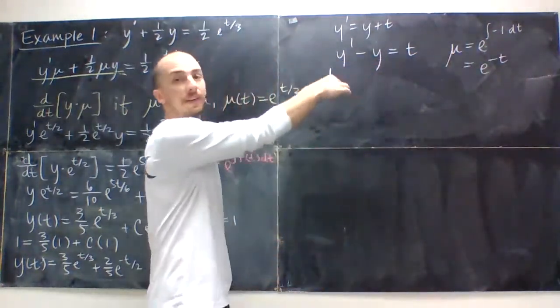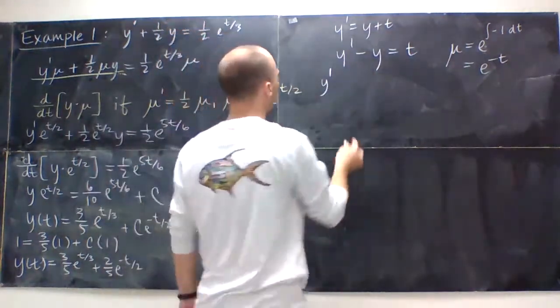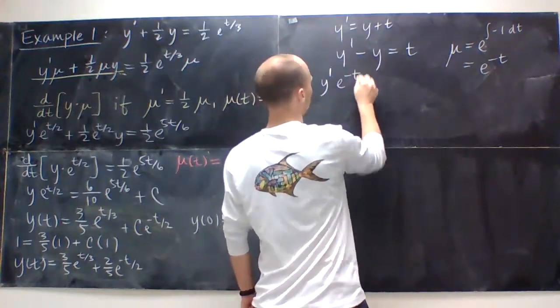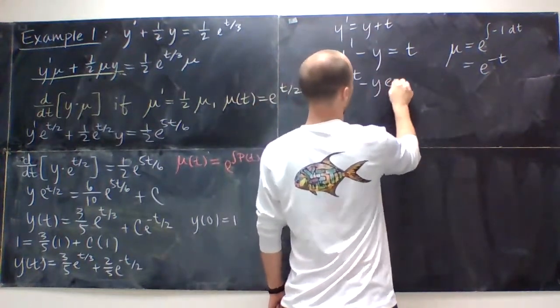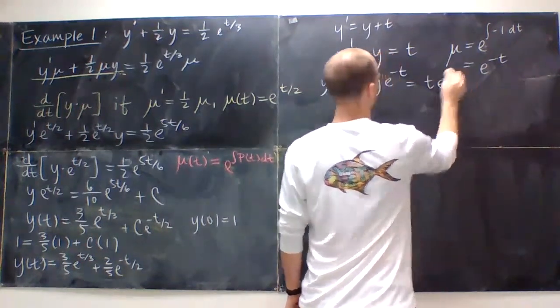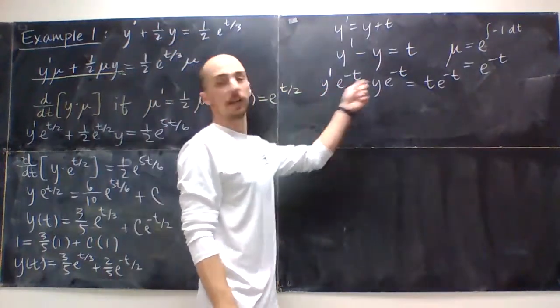And really that's going to be e to the negative t plus c, which could become c e to the negative t, but we'll talk about that in a second. Okay, so y prime times e to the negative t minus y times e to the negative t equals t e to the negative t. Okay. Well, this is the derivative of y times e to the negative t.